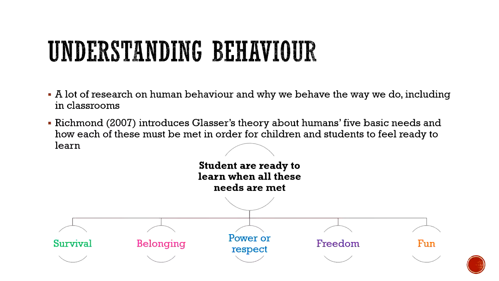In this diagram, we have all the human needs that need to be met in order for students to learn. These include the survival needs, such as having enough food and water. The next one is the need to have a sense of belonging. In other words, children have an innate need to belong. The need for power or respect. This is also a fundamental human need. The need to feel free and not constrained or restricted. And lastly, and also just as important, is the need to have fun.